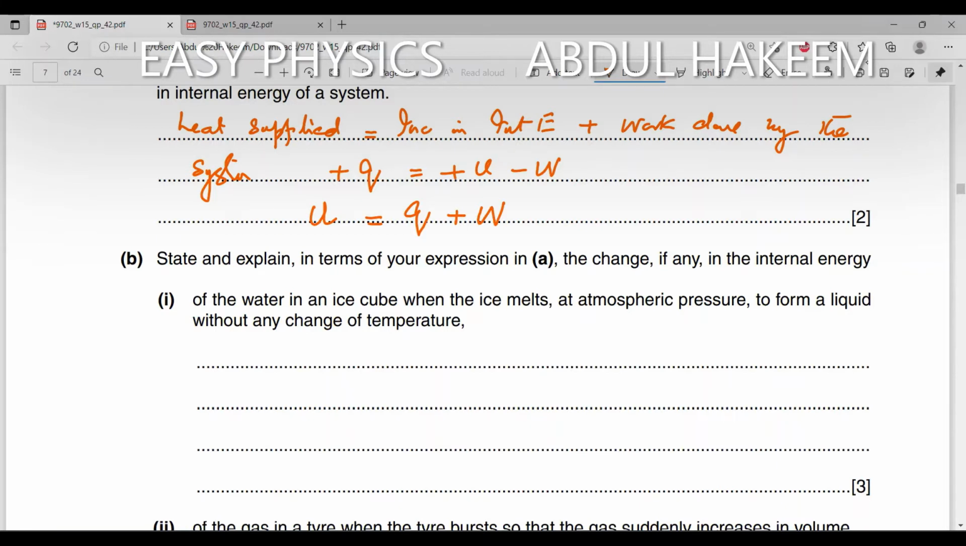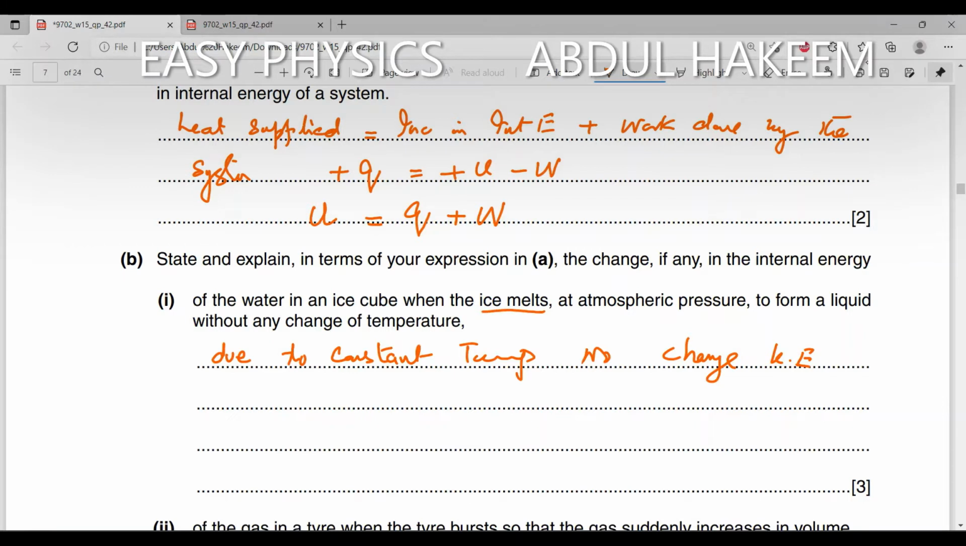So first we have to write: due to constant temperature, no change in kinetic energy. Look, when ice melts, do remember, the volume of the water decreases and the density increases. When water becomes ice, it expands, volume increases, density decreases. But when ice melts, density increases, volume decreases.